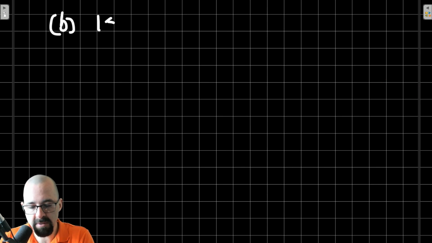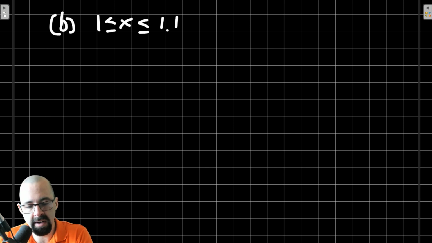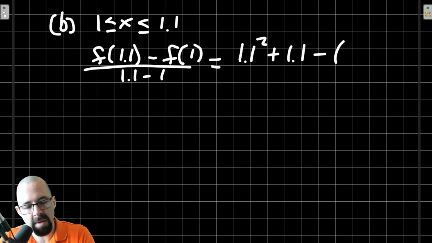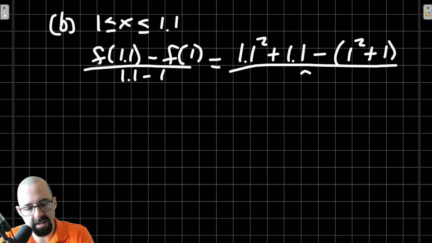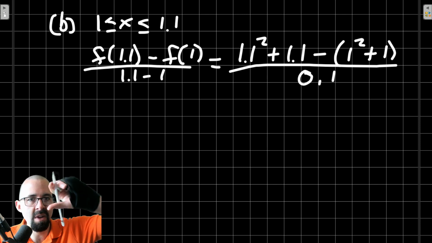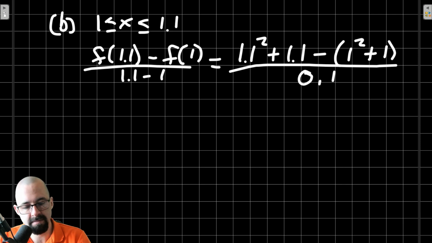Part B, what about the interval from x goes from 1 to 1.1? It's going to be very similar. All right. f of the second one minus f of the first one, divided by the second one minus the first one. We'll just keep plugging things in just like before. 1.1 squared plus 1.1 minus 1 squared plus 1. Just evaluating things in the function, plugging things in. Now the bottom simplifies to 0.1, which is 1/10. Remember, dividing by 1/10 is the same as multiplying by the reciprocal, multiplying by 10.